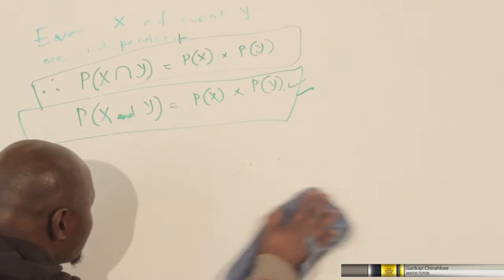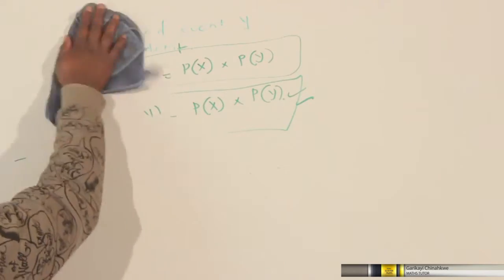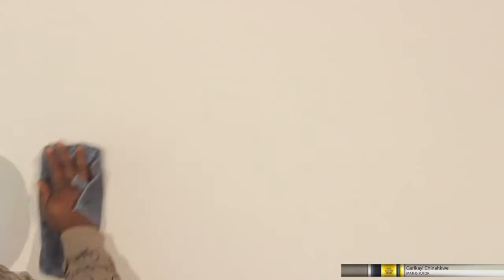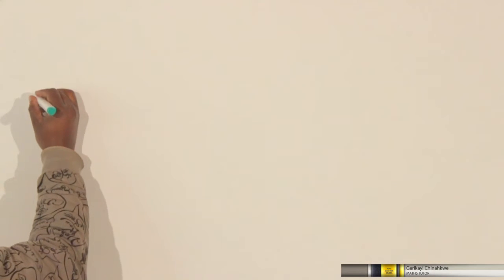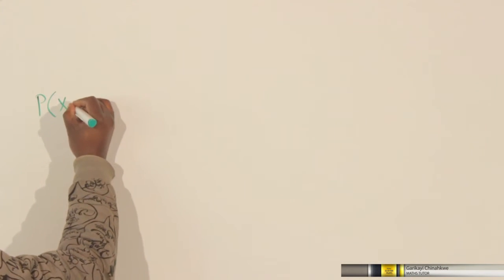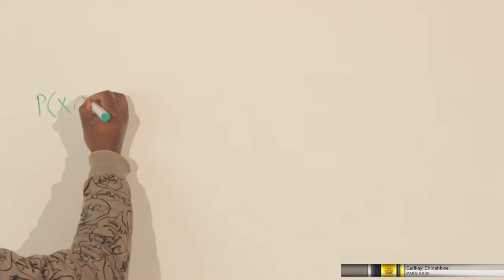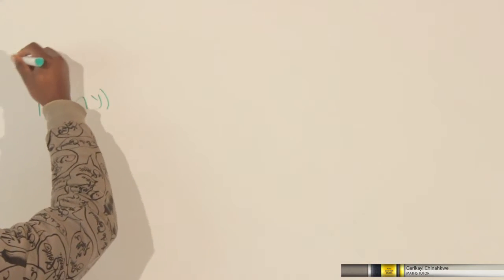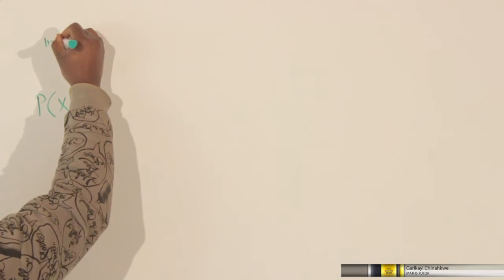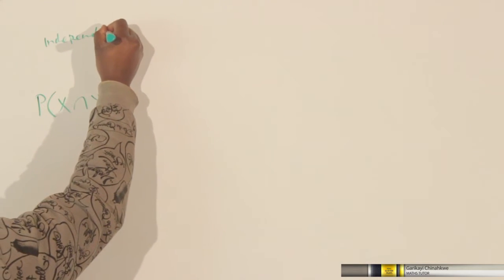And they always ask these questions. What I'm saying is these are the most important formulas in probability. For grade 12 CAPS, they will ask you that. Probability of x intersection y. Let me start with independent events.